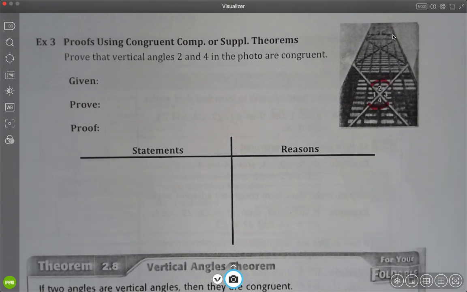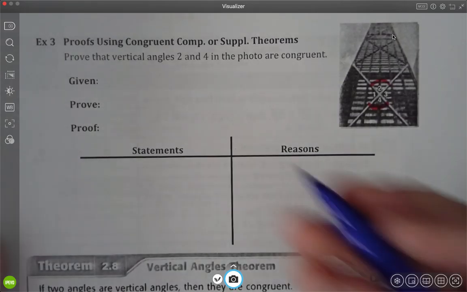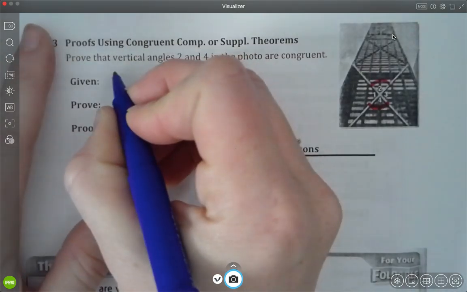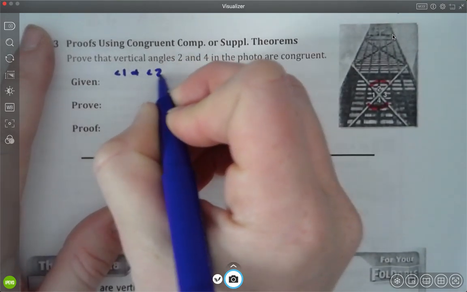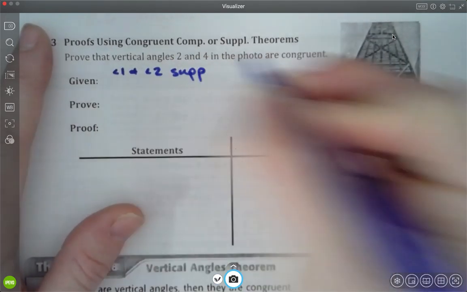They don't tell us what we're given. We're basically given the picture. So let's draw some information from this picture. What can we say about angle 2? 1 and 2. Okay, so 1 and 2 are supplementary. I heard India say that. Angle 1 and angle 2 are supplementary.